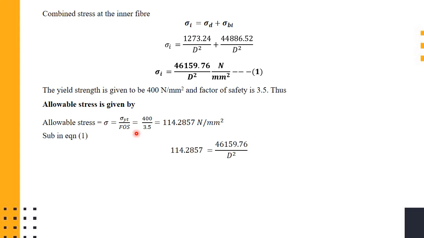So allowable stress we have got it, right? This allowable stress we'll consider as the allowable or permissible combined stress that can be present at the inner fiber. So that value we will substitute here and get the d value, that is, the diameter of the curved bar can be directly calculated.